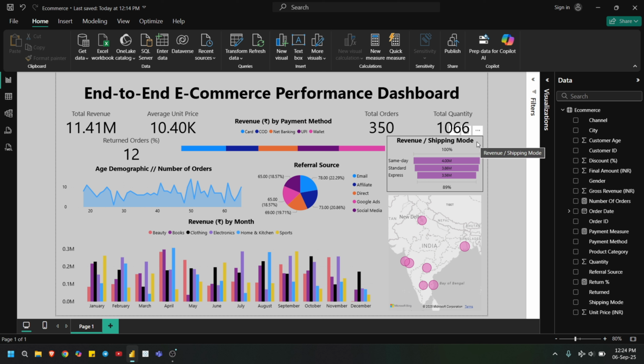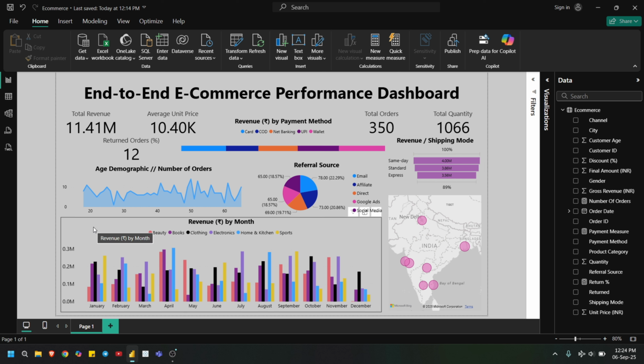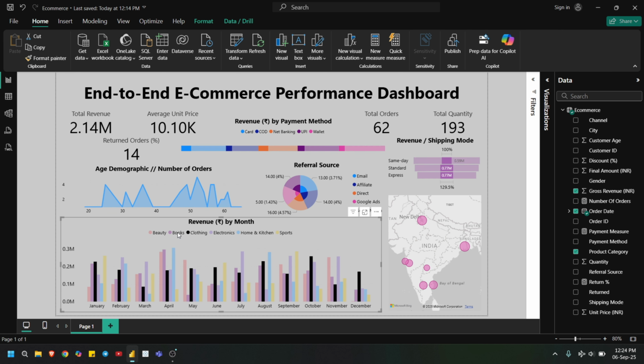Then we can see that the same day shipping mode tops the list, but still all the three modes have almost an equal share. Below that, there's a revenue by month bar graph, which also shows the subcategories of the products, and this whole project is responsive and connected.